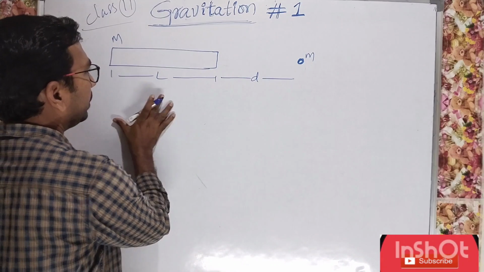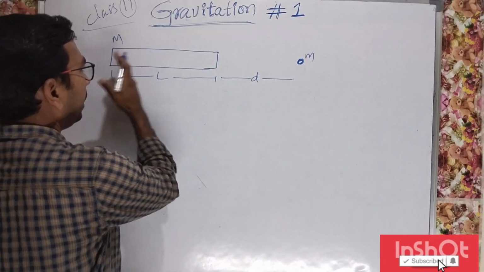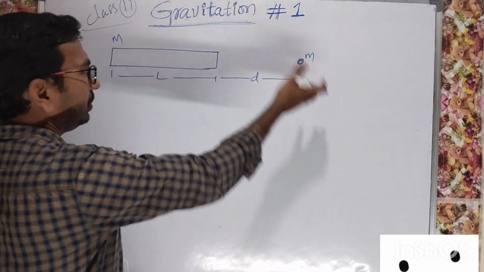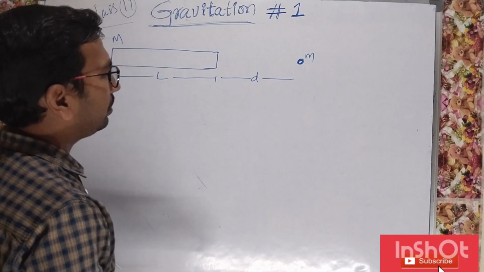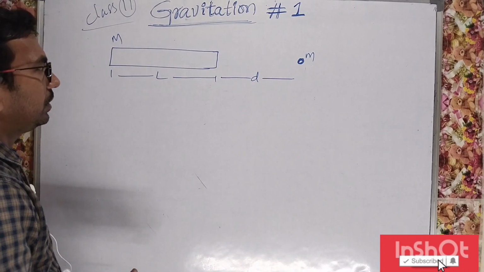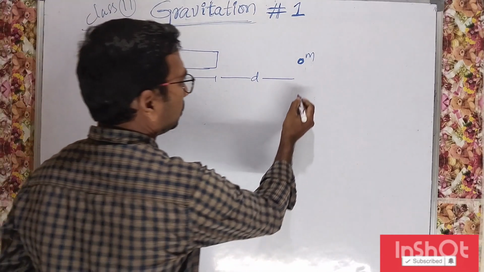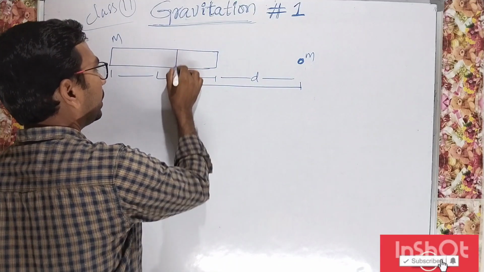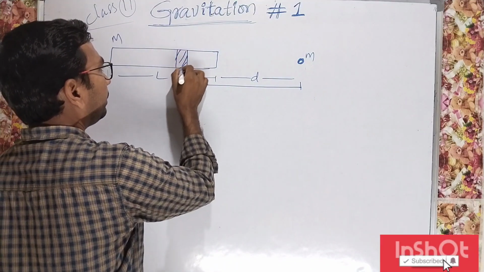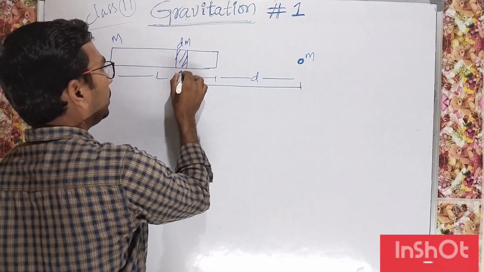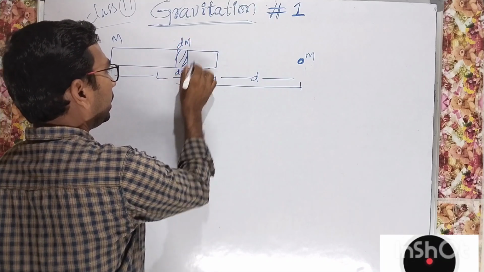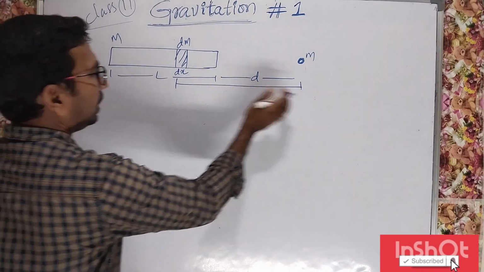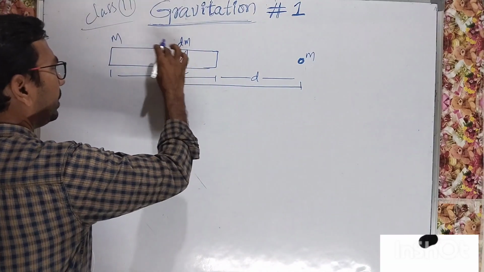This is a uniform rod, so the mass is distributed along it. It is not possible to simply use G capital M small m by r square. So at a distance x from this mass, I will consider a small element dm with thickness dx.